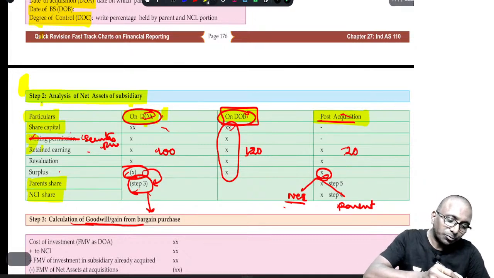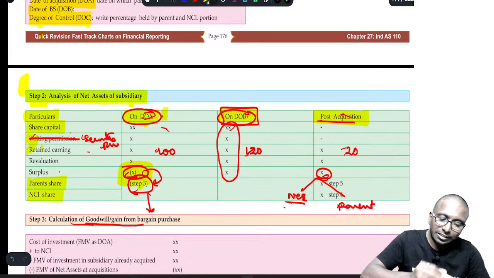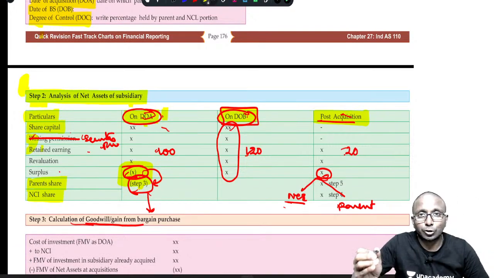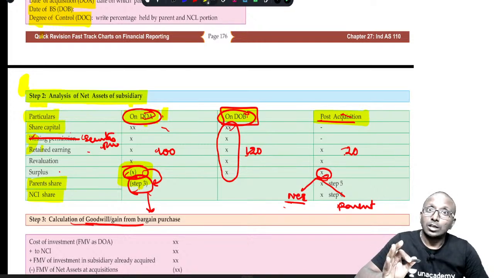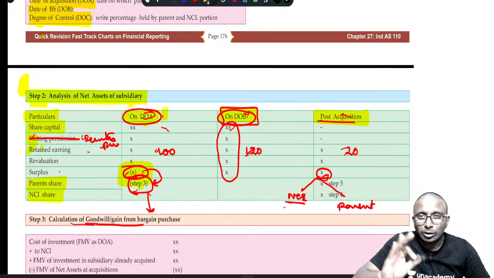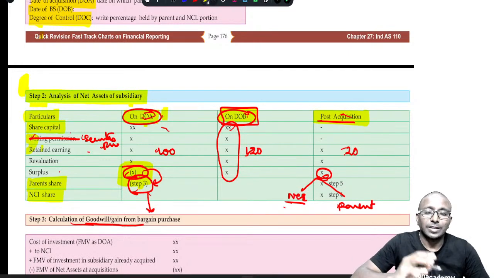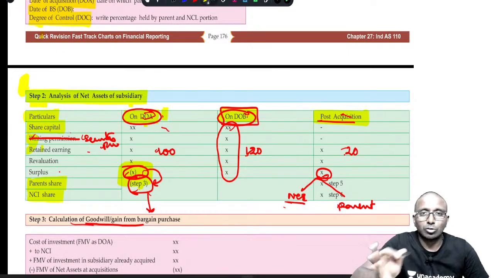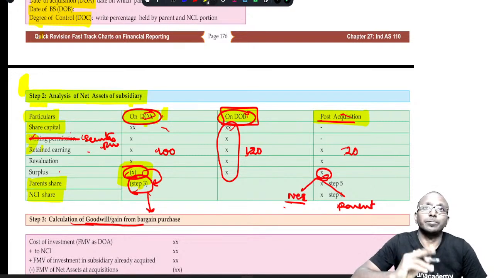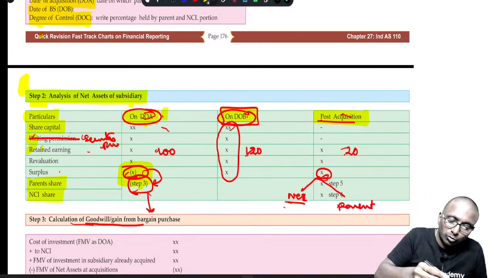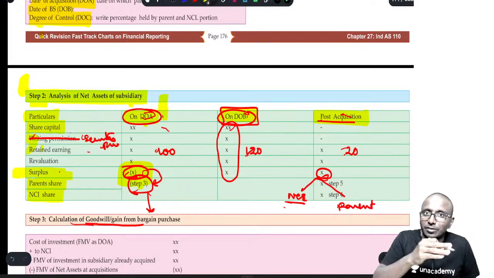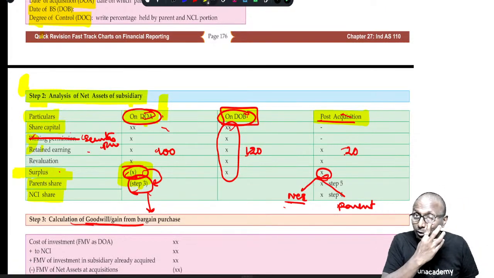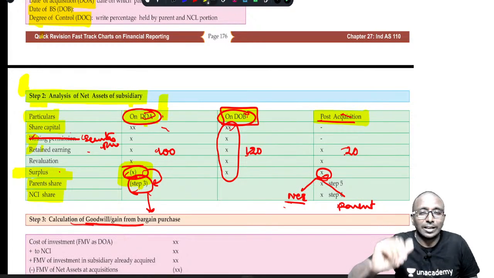Next, one question can come. Suppose, sir, in step 2 you are telling us this total will be taken for step 3 purpose, that is, calculation of goodwill or gain from bargain purchase. True. Suppose, sir, book value is equal to 1000, one asset, land for example. Book value is equal to 1000, but fair market value is equal to 1500. Under that circumstance, what do I do? On the date of acquisition, I will add it here somewhere, plus fair value adjustment, something like that. I will write one line.